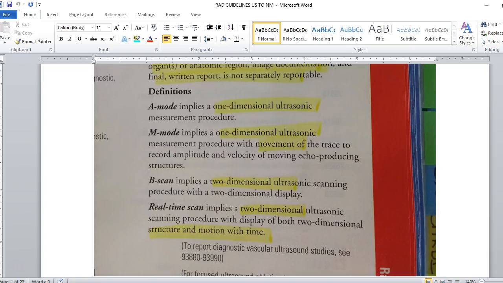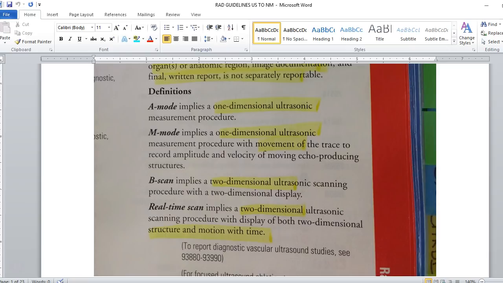M mode is still one-dimensional, but there is movement, and as they call it, record amplitude and velocity of moving echo-producing structures. So with M mode, they can start looking at things like our kidneys, our stomach, our lungs, all of our internal structures, because those have the echo producing because they're hollow, okay?